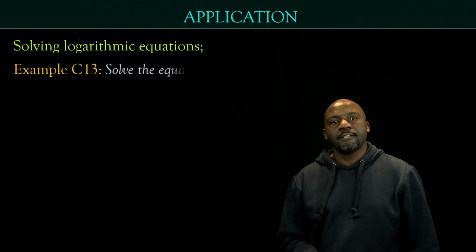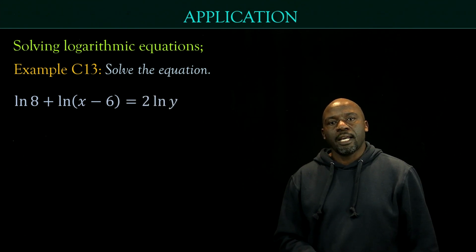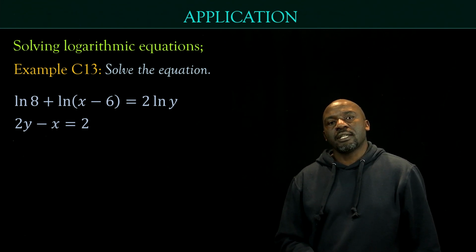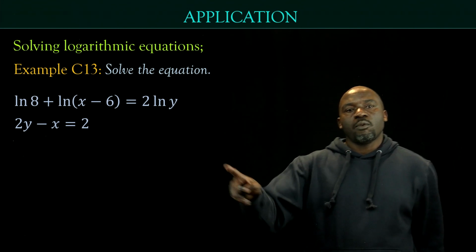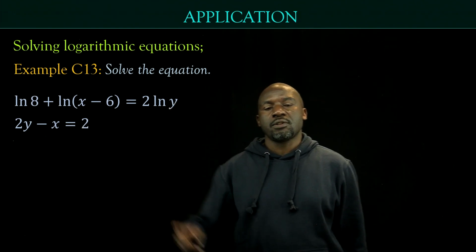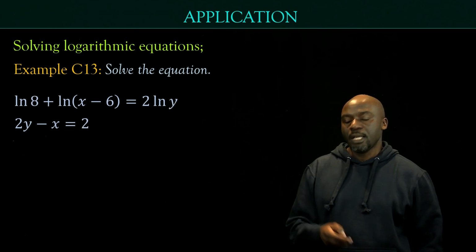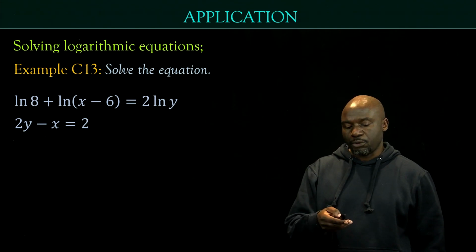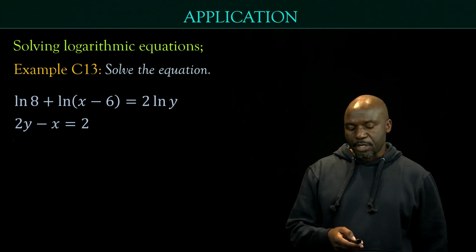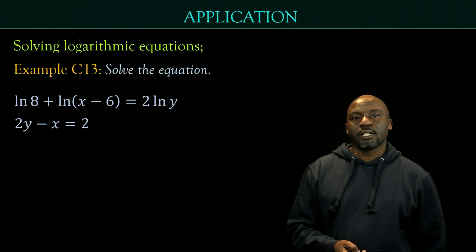Here is C13: ln of 8, this is log to base e of 8, plus ln of x minus 6 equals ln of y. So this is a simultaneous equation. One is given by that, and the other is given by this. So solve for x and y. It is a simultaneous equation. If you check my solutions in the playlist, this is a typical examination question. Please try it out and see what you get.